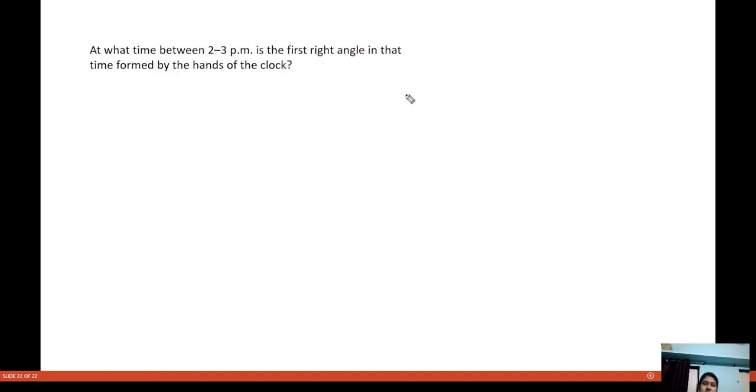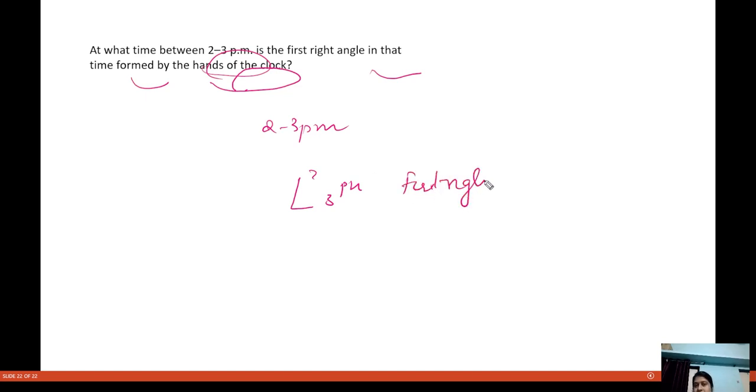Now look at this question. At what time between 2 to 3 p.m. is the first right angle in that time formed by the hands of the clock? So between 2 to 3 p.m., we have to find the first right angle. Now, how are we going to find this right angle? Let us do this question and find the first right angle.